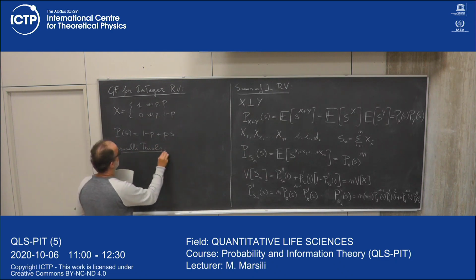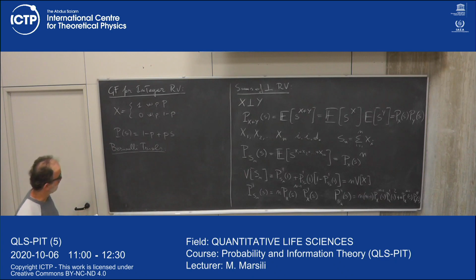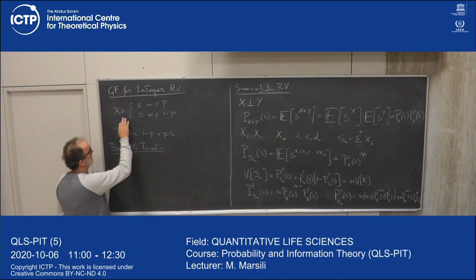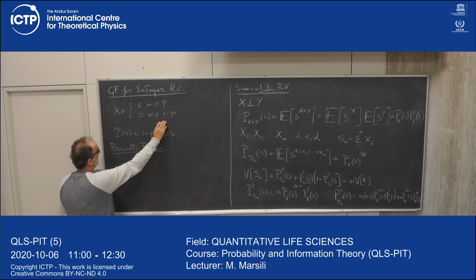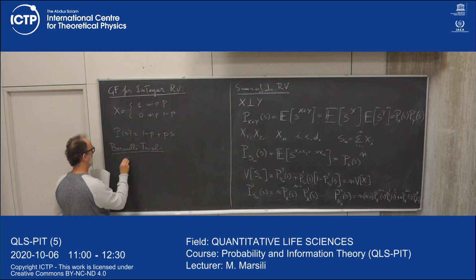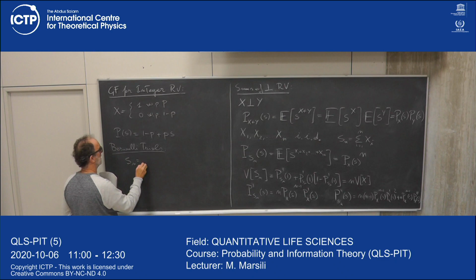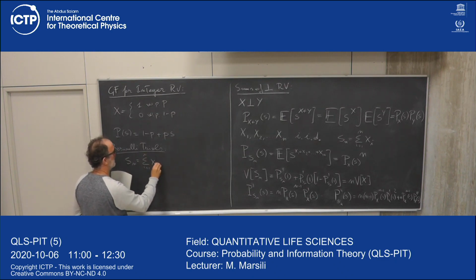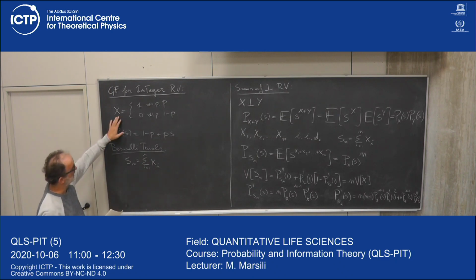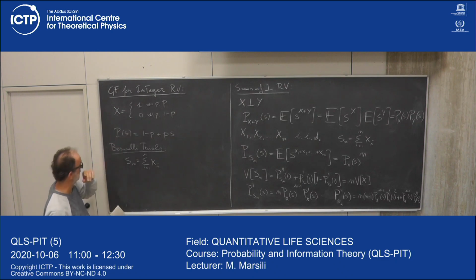So, Bernoulli trials is the problem where essentially you have a sequence of n random variables. Each one can be either 0 or 1 with these probabilities, and you are interested in the sum. And these x_i are all IID random variables with this distribution.